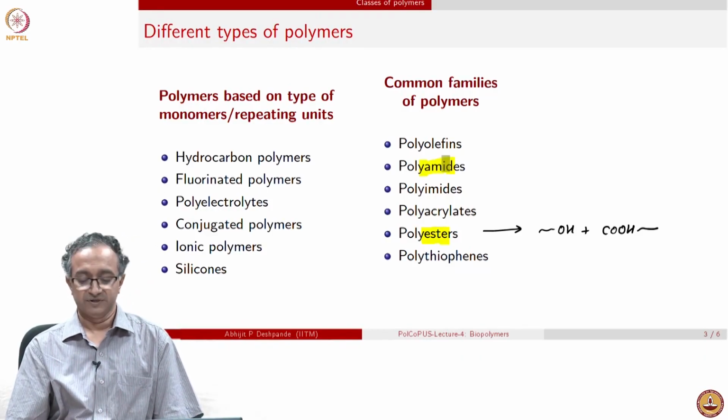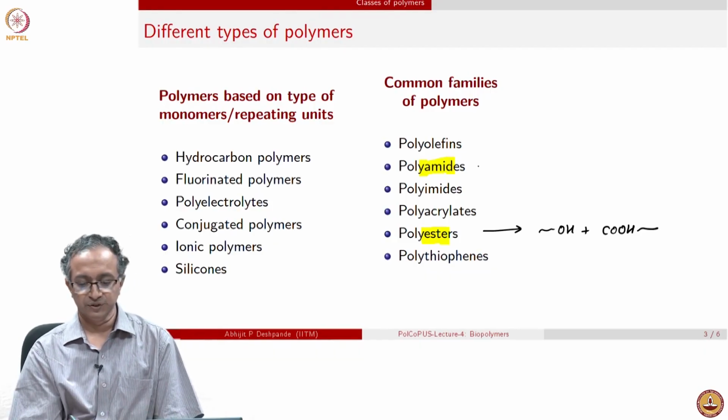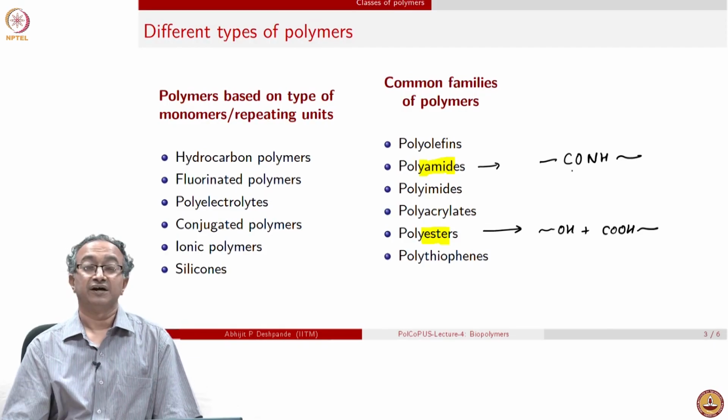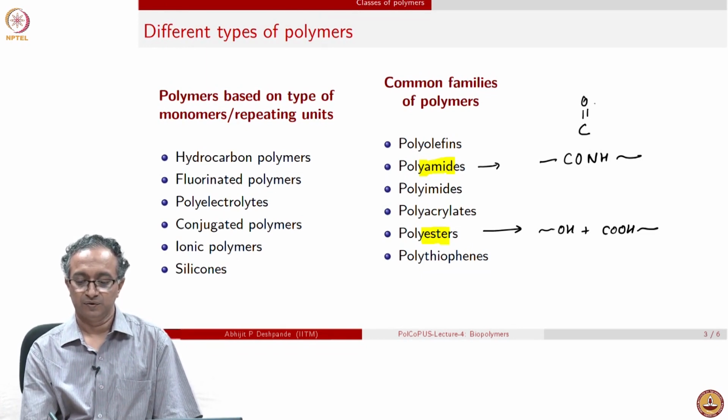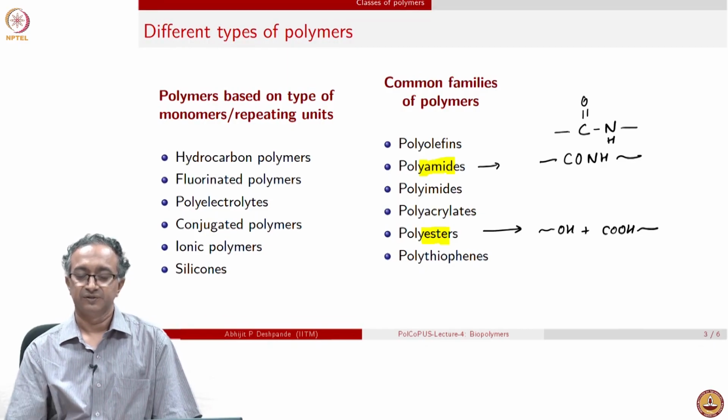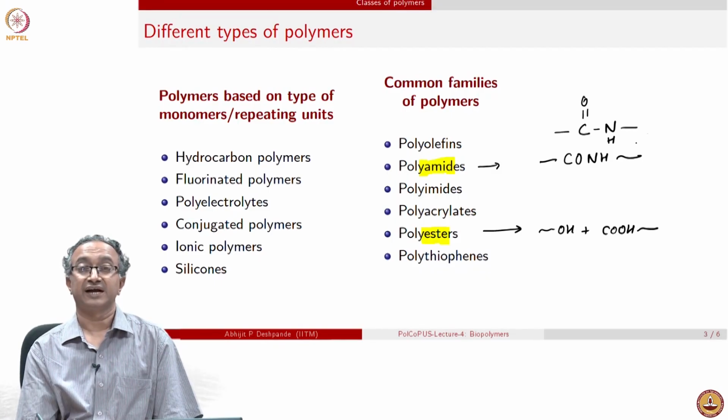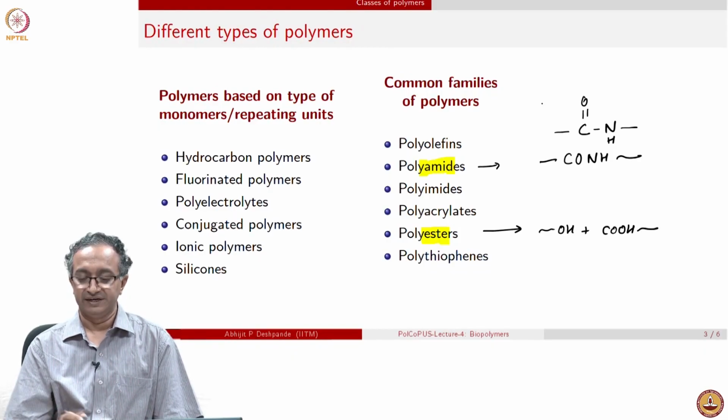Nylons are all examples of polyamide, and so here what you will see is a repeating unit like this. So this is called the amide linkage. What you will have is CONH. So there are monomers which are attached with an amine functionality, and there are monomers which have an acidic functionality, and when these two react, we get what's called an amide linkage.